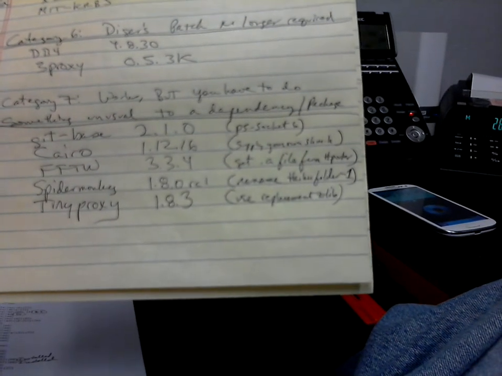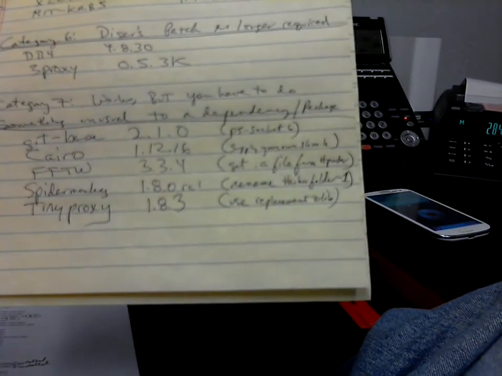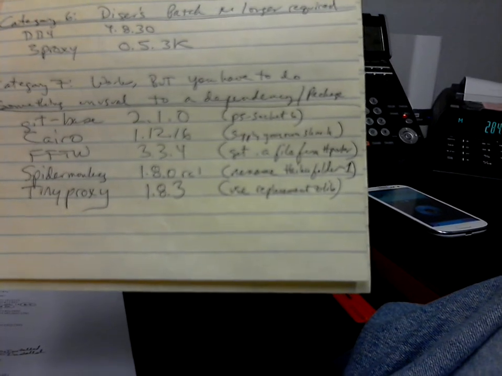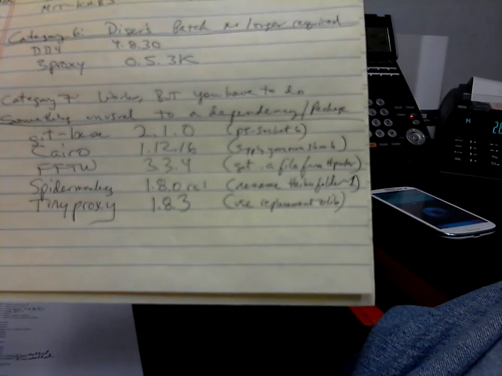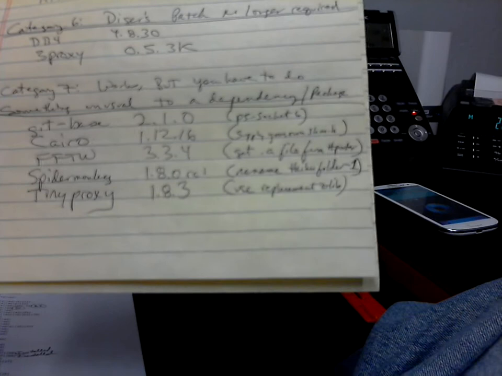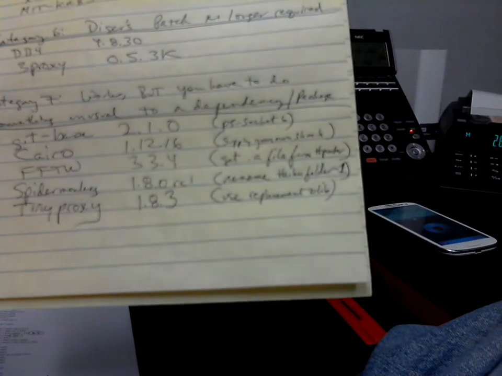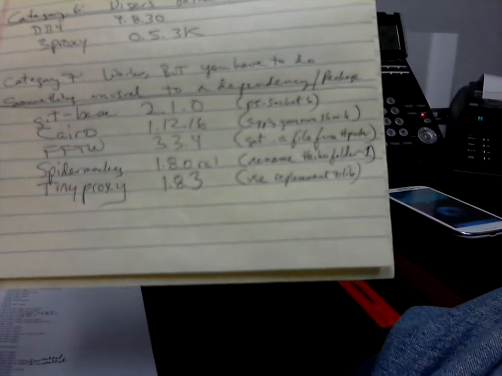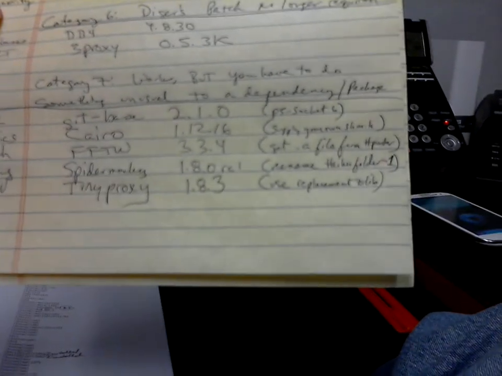FFTW, I still don't really have solved, but I have the .a file up there. Spider Monkey, I had to rename the folder that the package built in, remove the one that was in there, and then it built fine. And Tiny Proxy now built after I replaced the Z libraries, as I described in my last video.